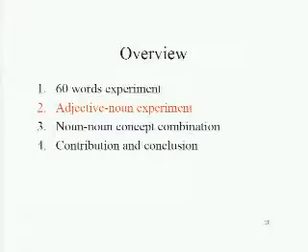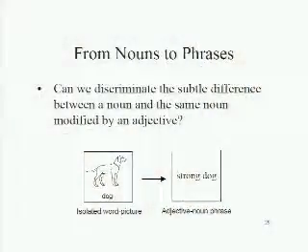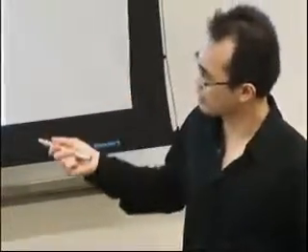So, the adjective-noun. The key idea here is that we have been working with single nouns, and we want to move towards phrases because our ultimate goal is to do sentence processing. We have to start somewhere, and the adjective-noun phrase is the first step that we take. So the question here is, can we discriminate the subtle differences in discriminating between a noun and the same noun that is modified by an adjective? Like dog versus a strong dog.